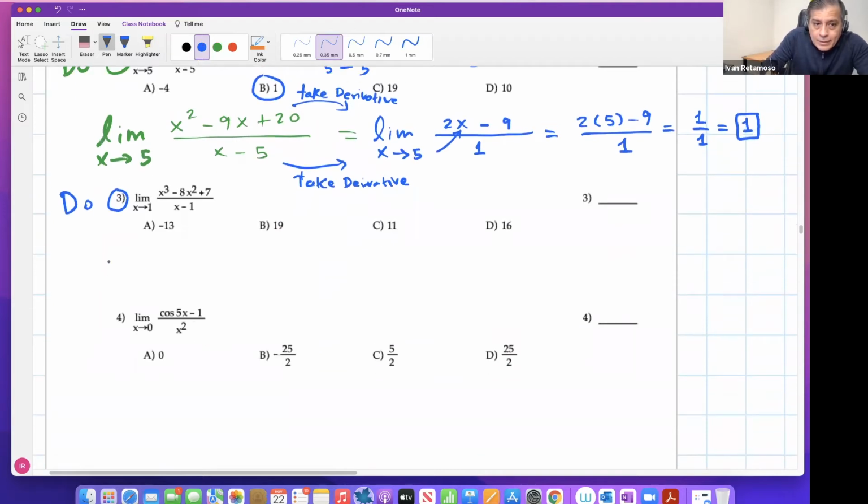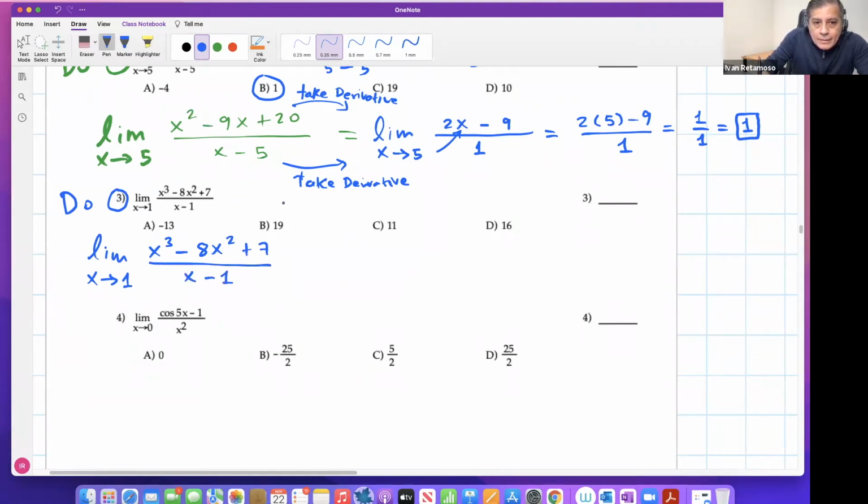Here, factorization is really out of the question. It would probably be difficult if we attempt factorization there. Instead, use L'Hopital's.